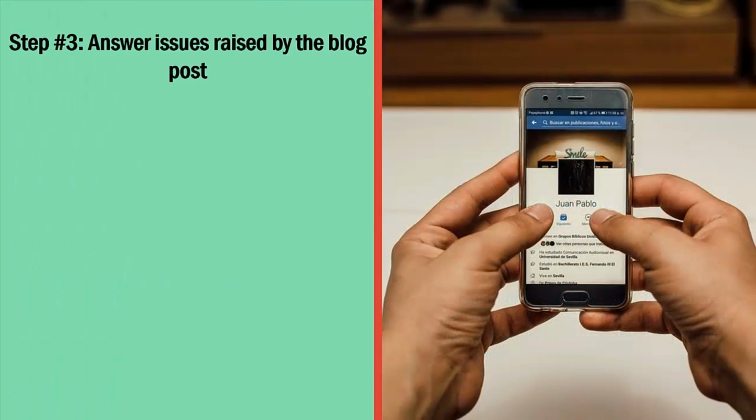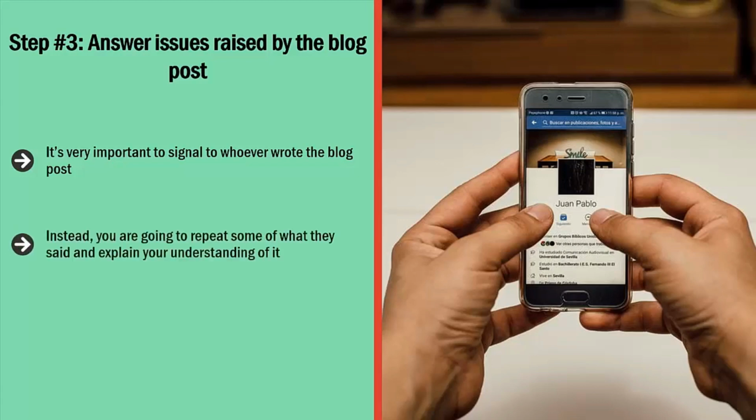Step number 3, answer issues raised by the blog post. It's very important to signal to whoever wrote the blog post you're commenting on that you actually read their post. This means you're going to avoid posting, "Hey, good job," or "I love this post," or other similar garbage. Instead, you're going to repeat some of what they said and explain your understanding of it. Then, you're also going to raise issues with them or raise questions. You may not agree, and say so.